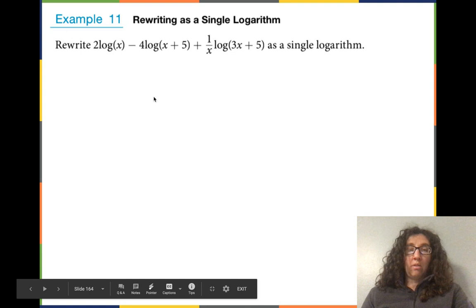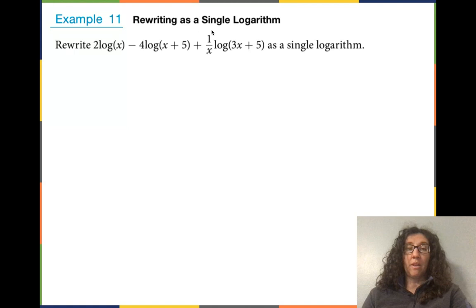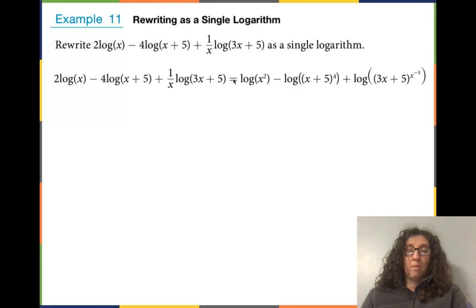Let's do another one. Okay, this is going to be similar. If we have common logs, right? Log base 10 in all three terms, but we've got these coefficients. So we're going to need to move the coefficients to become exponents. So this x becomes x squared right here. This becomes x plus 5 to the 4th right here. And this becomes 3x plus 5 to the 1 over x, or x to the minus 1 power.